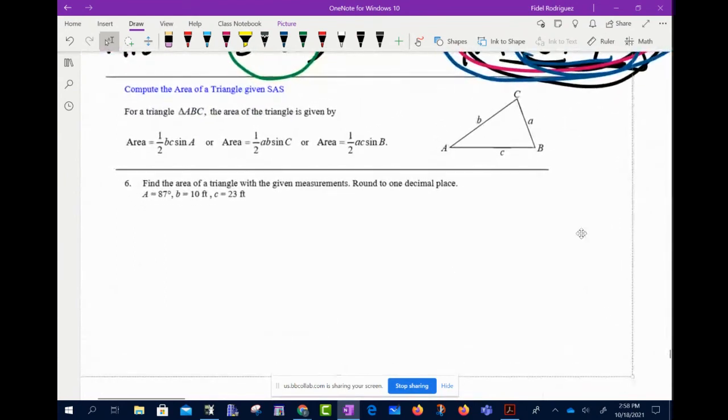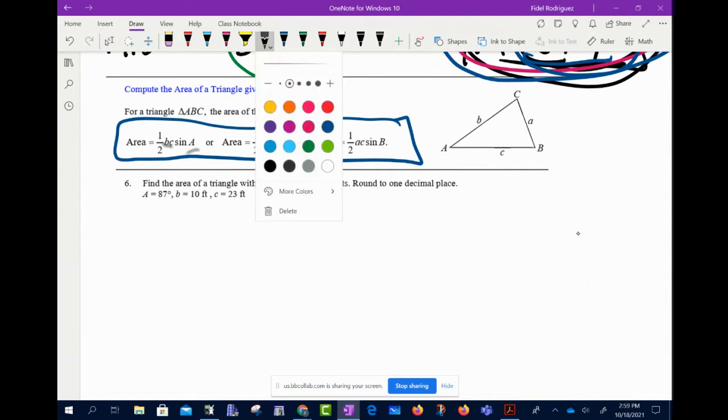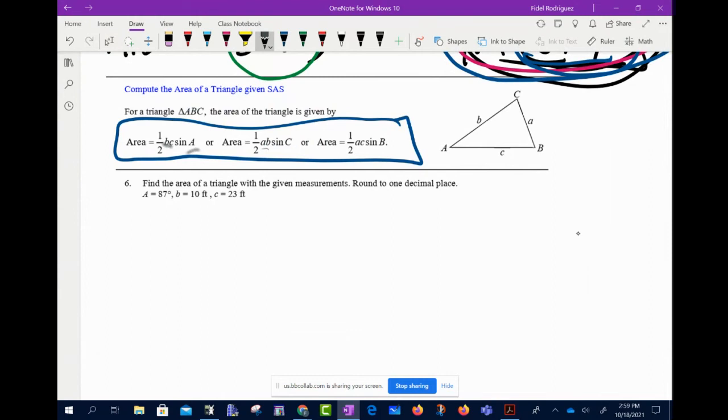Okay. So this next point we have here, y'all, in 6.2 deals with computing the area of a triangle. So we have an area formula right here. What I want to point out is if you look at the sides: if you're given sides B and C, then we're going to use angle A. If we're given sides A and B, then we're going to use angle C. And if we're given sides A and C, then we're going to use angle B. Okay.